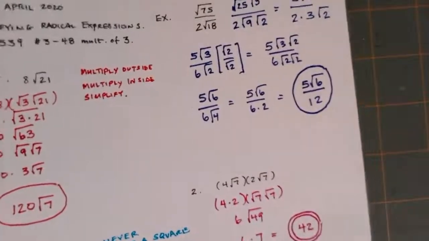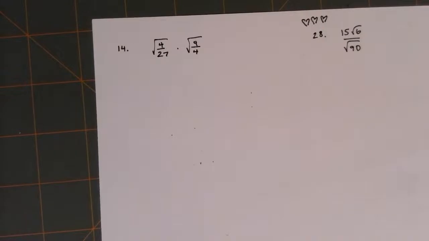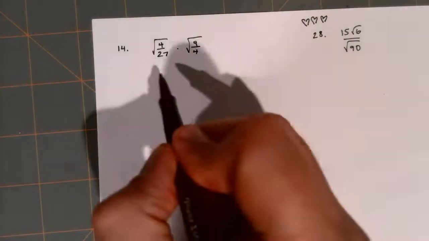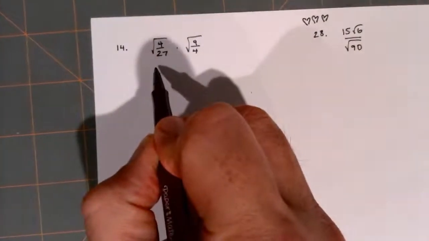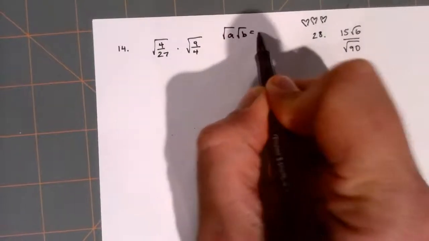All right, so I have 5 more to do. Okay, so let's start off with number 14. Okay, we're getting those fractions. Okay, so this one, all right, pretty good. Not great, but pretty good. All right, so I'm going to go ahead, and I know that root A times root B is equal to root AB.